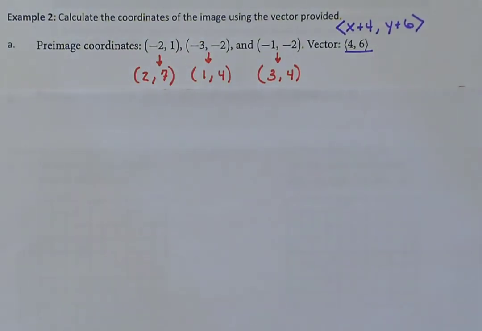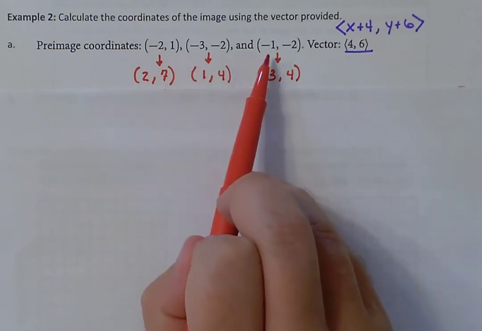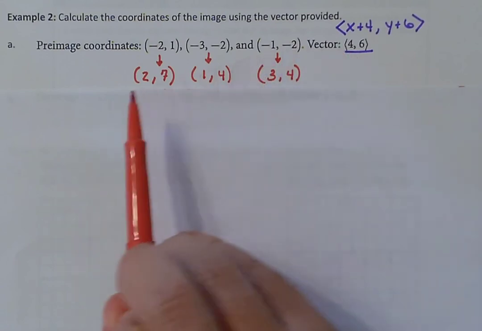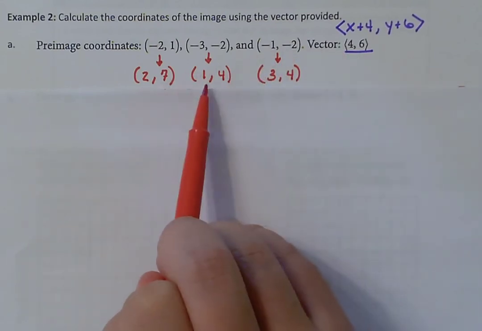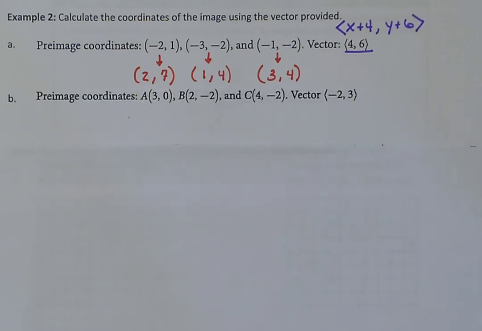So that is changing the points -2, 1, -3, -2, -1, -2, along the vector 4, 6, which gives us 2, 7, 1, 4, 3, 4. All right, so that is how you go through and change points along a vector, just knowing the points. Now, we're going to go through and do that for part B.